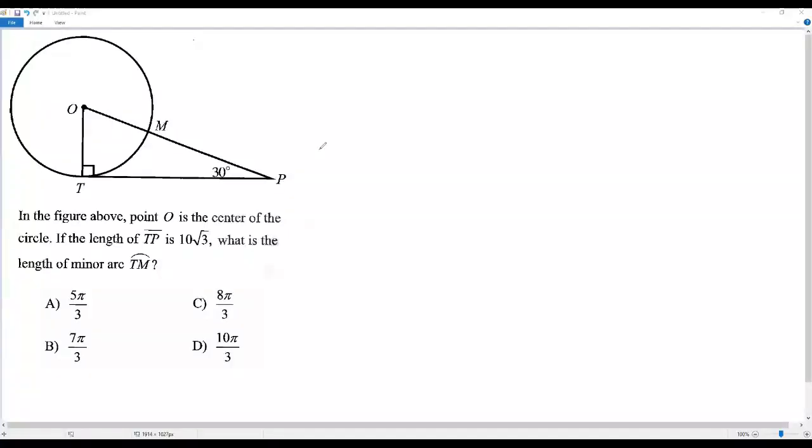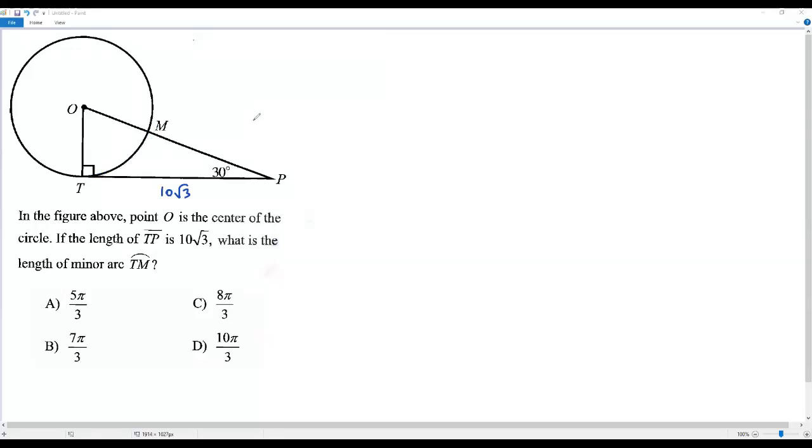Here I have a SAT math problem. Okay, let's go to the question. In the figure above, point O is the center of the circle. If the length of line segment TP is 10 times square root of 3, what is the length of minor arc TM? Okay, here we have the length of this line segment TP, that is 10 times square root of 3, and we have to find the length of this minor arc TM.